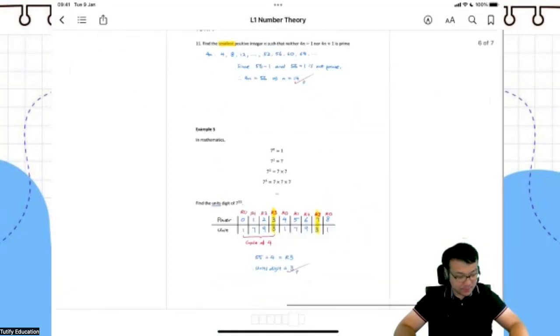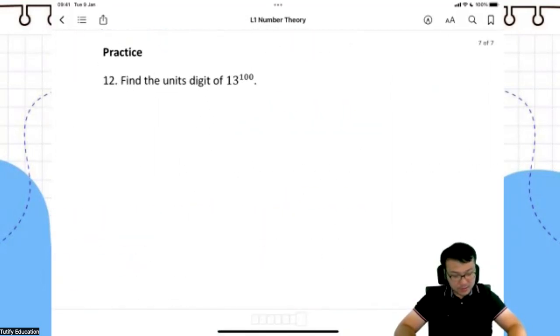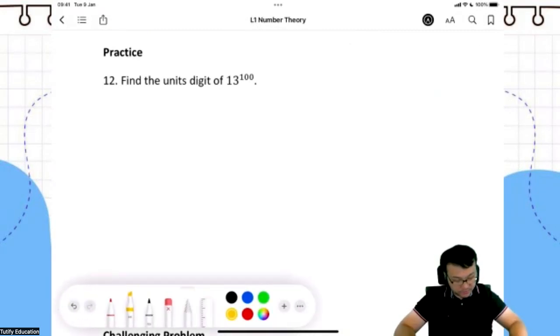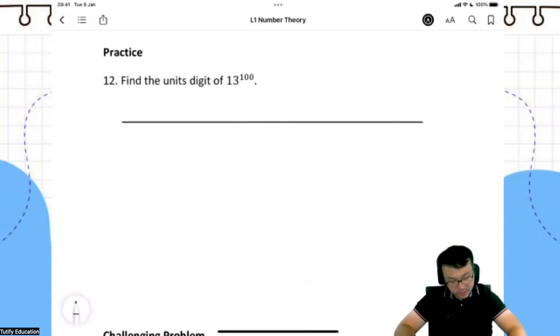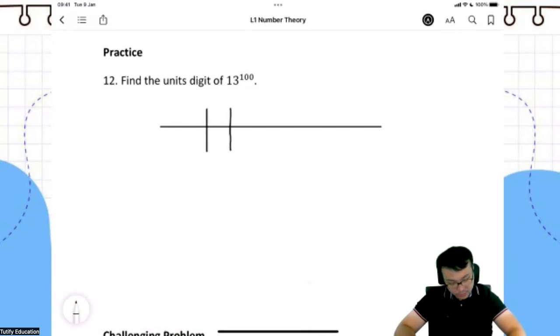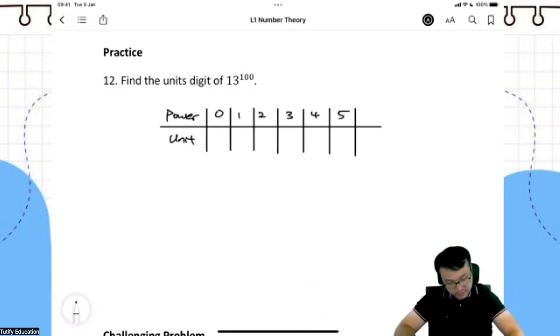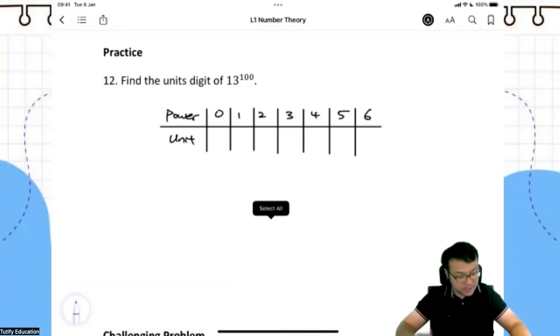Okay, let's try out the practice question, okay? Now, students, they want you to find the units digit for this power of 100. So, same thing, okay? We are going to draw a table. And you can write down the power here. And this is the units digit. 0, 1, 2, 3, 4, 5, 6, 7, 8. You know, you can go as long as you want. But usually the pattern will repeat after 4 times.